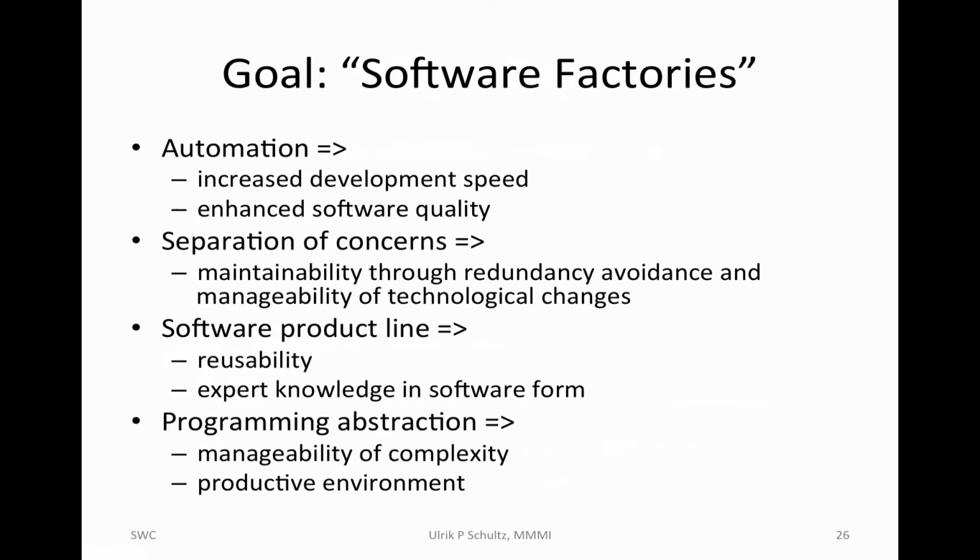The goal of model-driven software development is to have software factories, which is basically what we've been talking about in the course, but maybe a more industrial, more structured approach to it. So we want automation to get increased development speed and better software quality. We want separation of concerns to make things more manageable. We want a software product line, which is a basis for creating many different software products. So reusability and capturing the expert knowledge that we do have. And we want it as a program abstraction to better manage the complexity of our system.